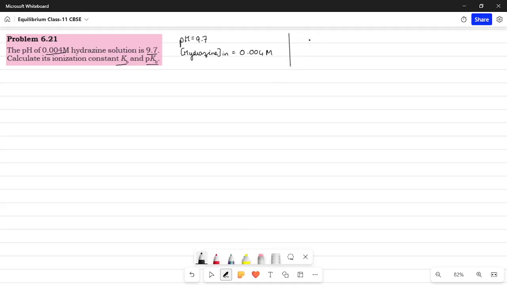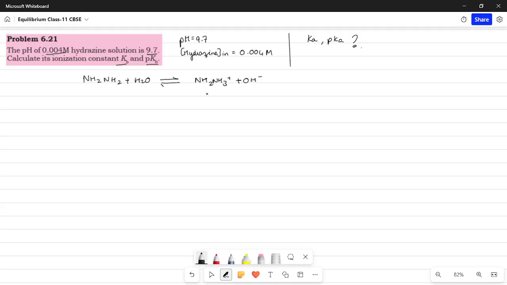Okay. So we need to calculate Kb and pKb. So first of all, let's write down the equation for this. So hydrazine is N2H4 plus H2O is in equilibrium with N2H5 plus OH minus. Okay, so this is the general equation for this particular question.